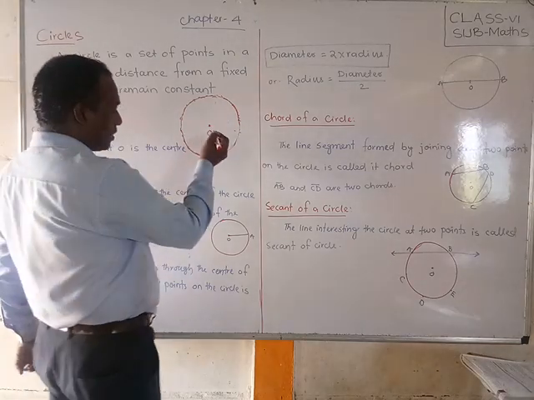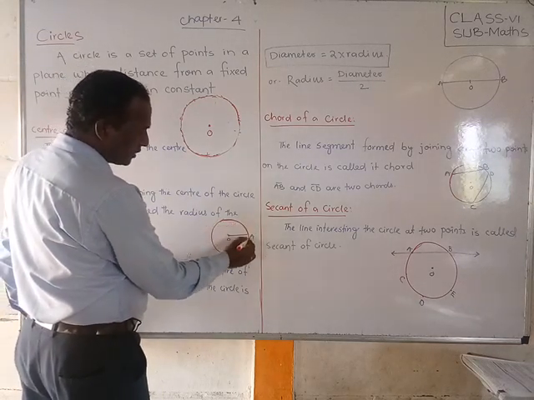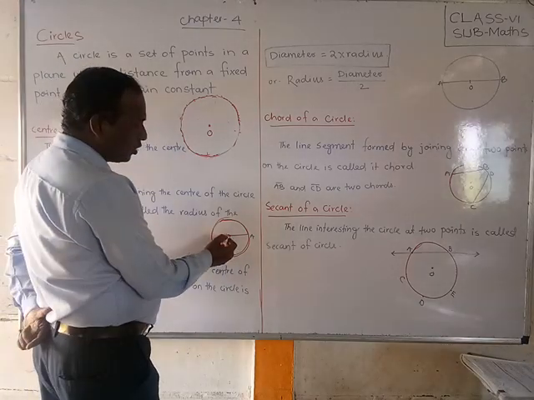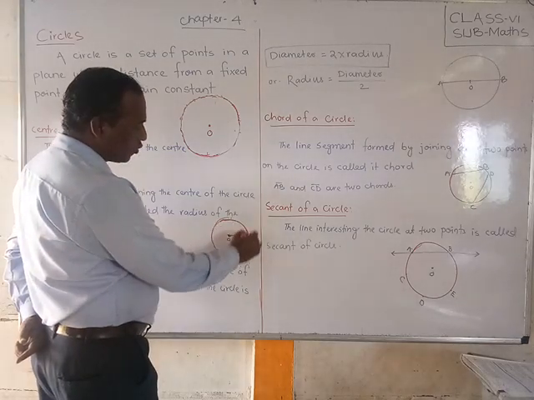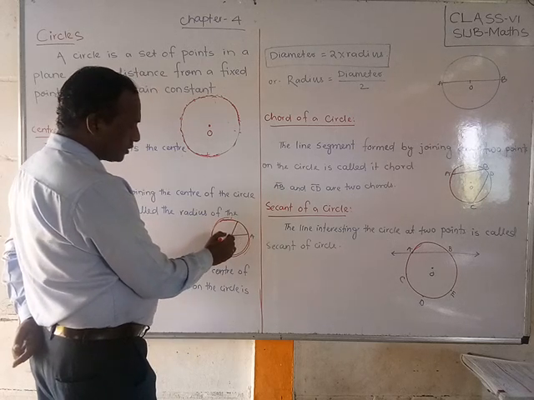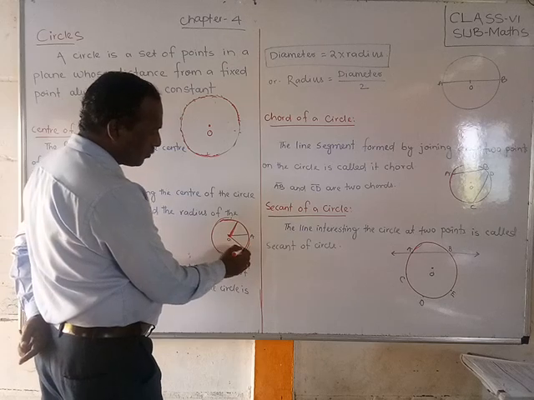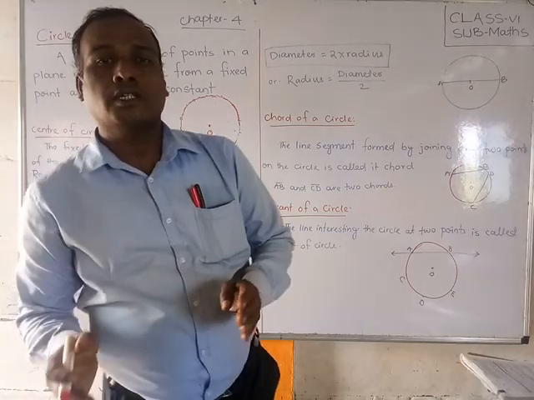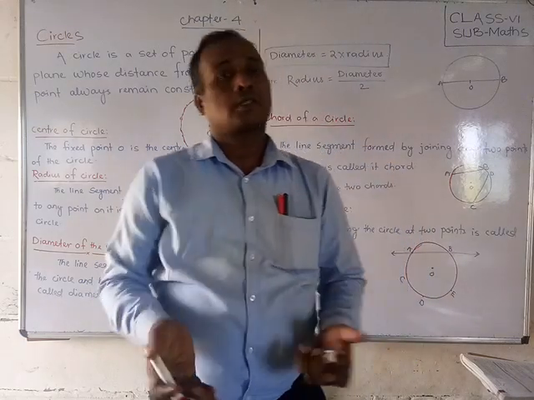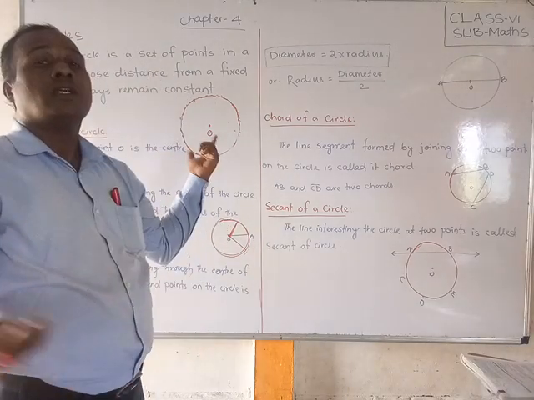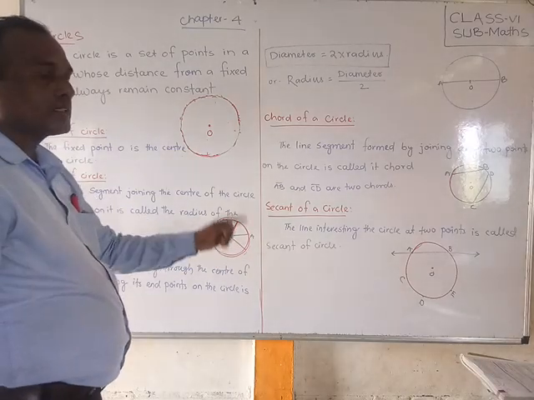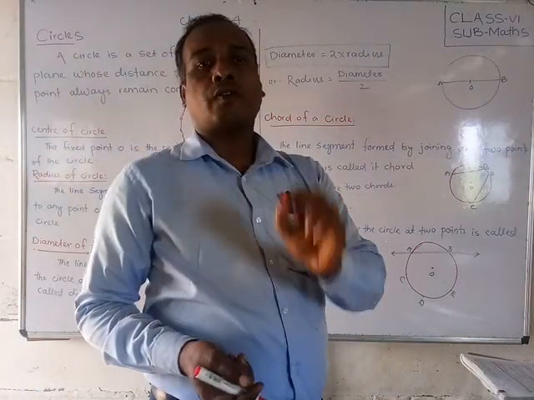Suppose this is a circle, and this is the center of the circle. From the center to any point of the circle, there are infinitely many points. If we join the center to any point of the circle, that is called a radius. That means there are infinitely many radii on a circle, because we may draw as many radii as there are points. All the radii have equal length.